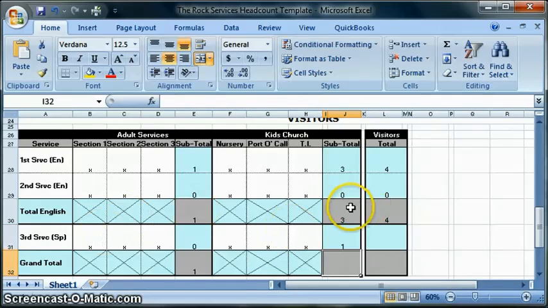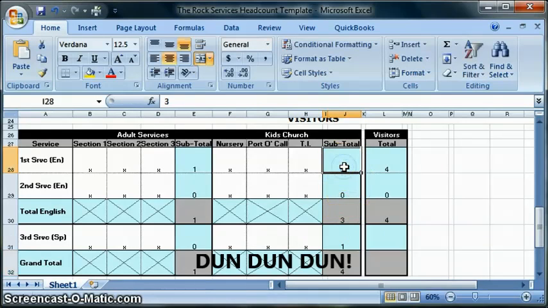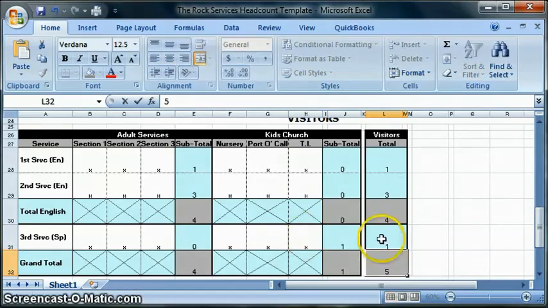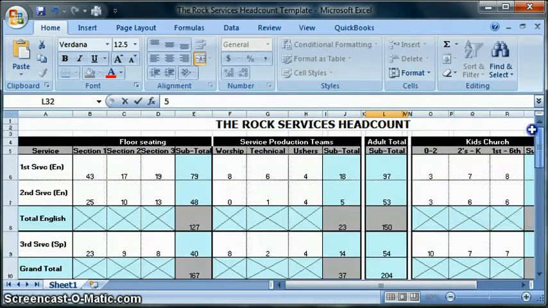And total kid visitors is 4, because we're going to do 3 from... Oh, I'm sorry, I did this wrong. Hold up. Okay, oops. This 3 should be on second service, not on kids. My bad. That's all right there. Now we're fixed. And now we're ready to go.